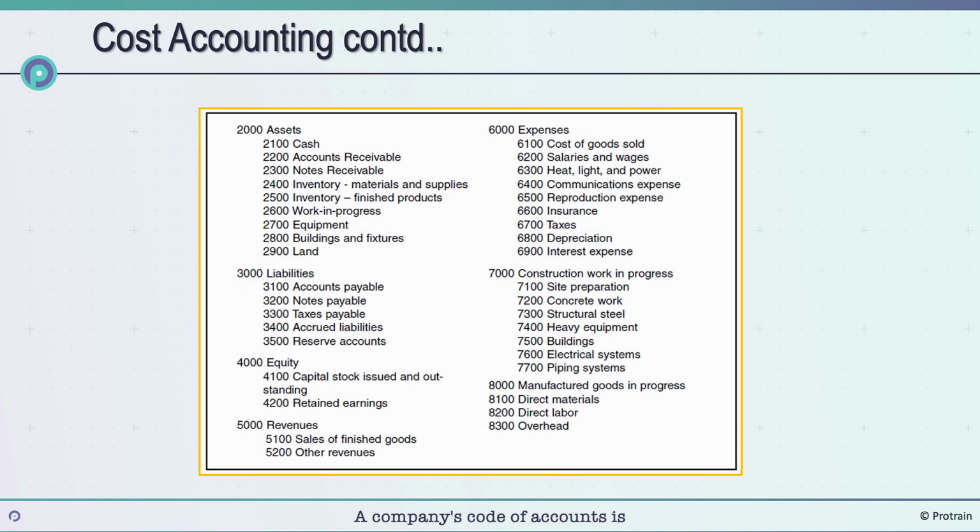A company's code of accounts is configured to support the recording of cost data in the general ledger. An example of summary level accounts is shown on screen. If you see this accounts code on the screen, you will observe that the codes are based upon the accounting principle and the construction activities. These codes are generally dependent on the company business and accounting principles.